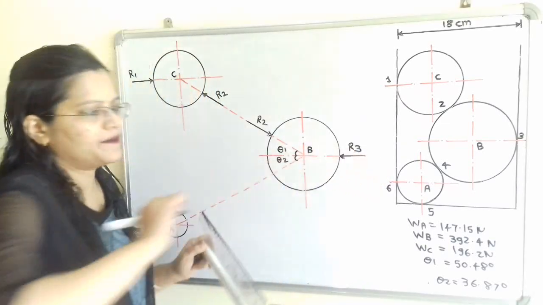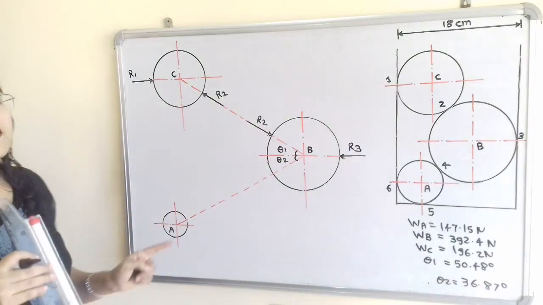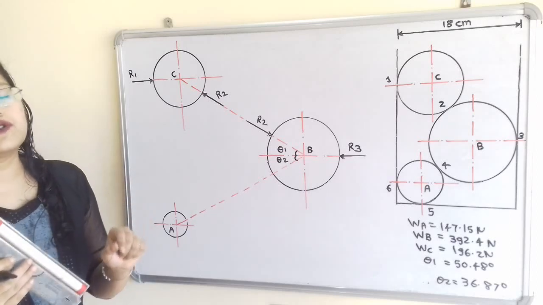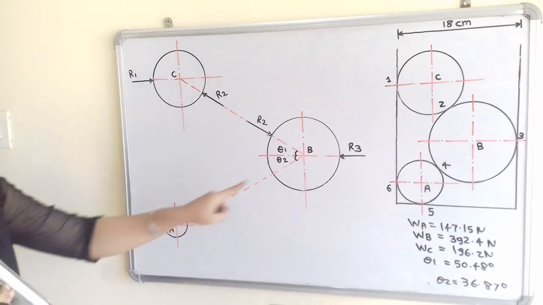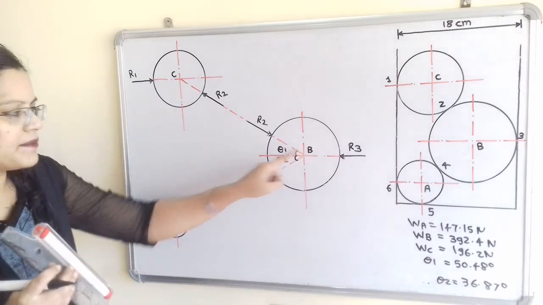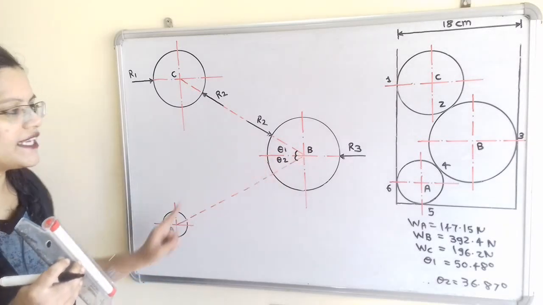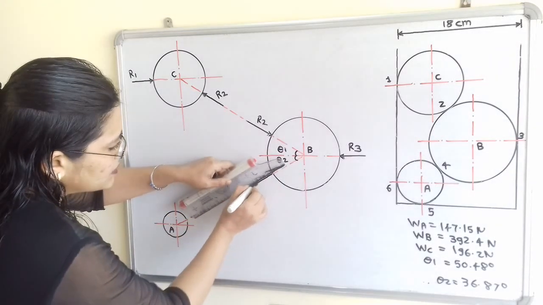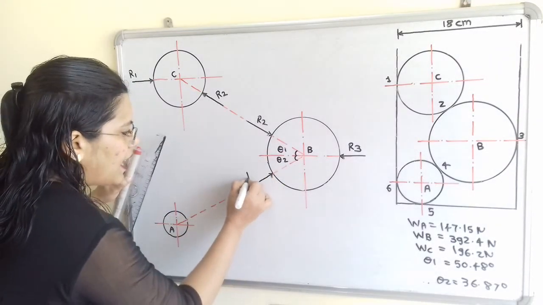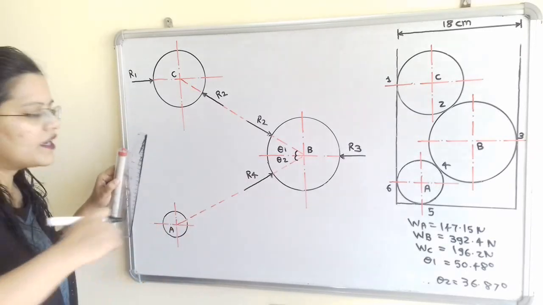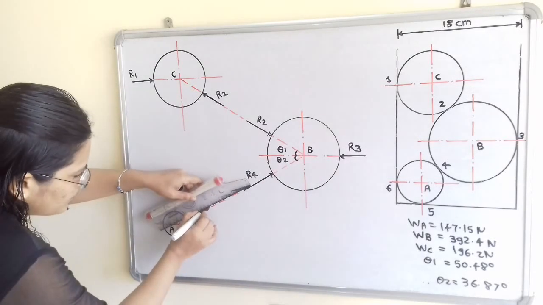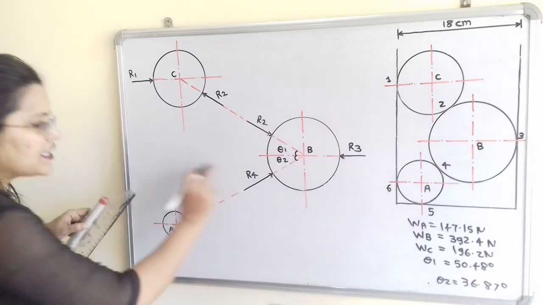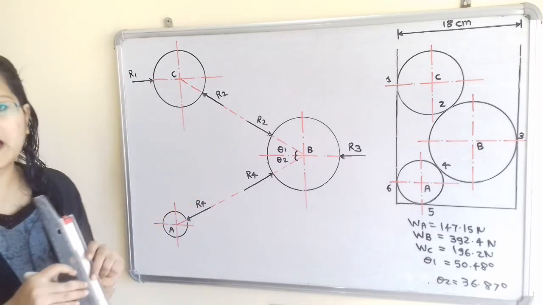So it is R3. Now cylinder B and cylinder A are in contact with each other at point 4. So we have to show reaction force at point 4, but it is along the line AB because AB is the line joining the center of the cylinders. So for B we will show the direction towards the cylinder B and it is R4. In the same way, towards A we have to show the reaction force R4. So this R4 is equal in magnitude but opposite in direction.